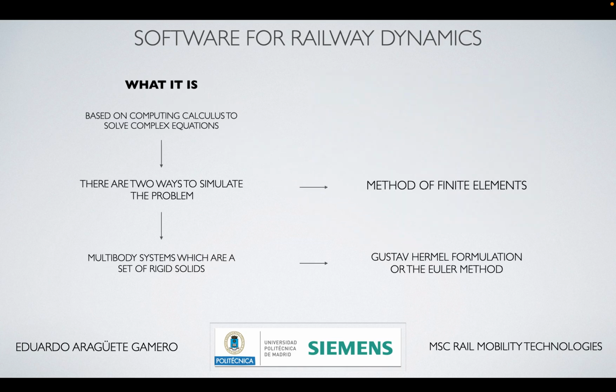And this is the what it is part. In this part, we are going to talk about how these simulations of railway dynamics are done. To do these simulations, there are many complex equations and mathematical systems that have to be taken into account in order to be solved to be able to get these simulations done.